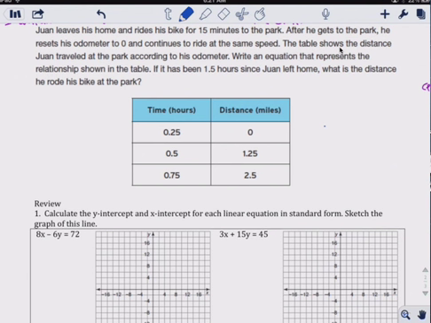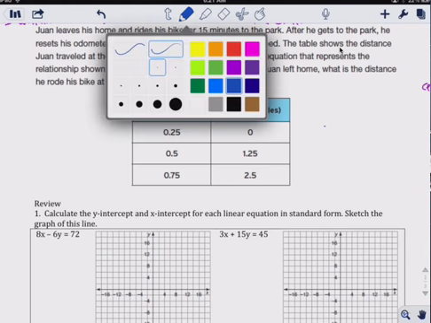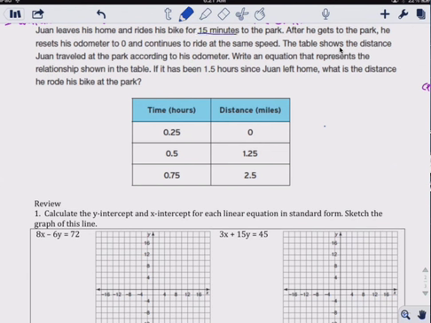Juan leaves his home and rides his bike 15 minutes to the park. After he gets to the park, he sets his odometer to 0. So he's ridden 15 minutes already. He sets his odometer to 0 and continues to ride at the same speed. He's going the same speed as he was going to the park.